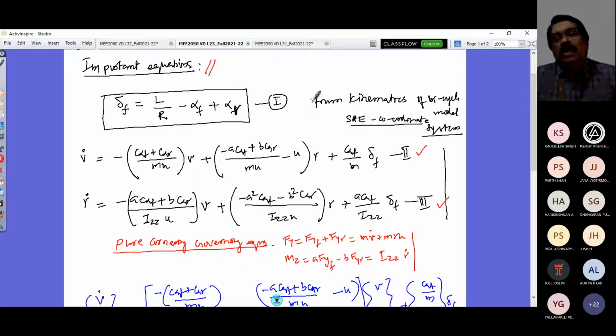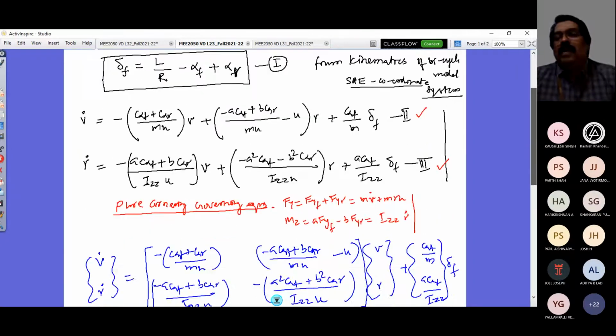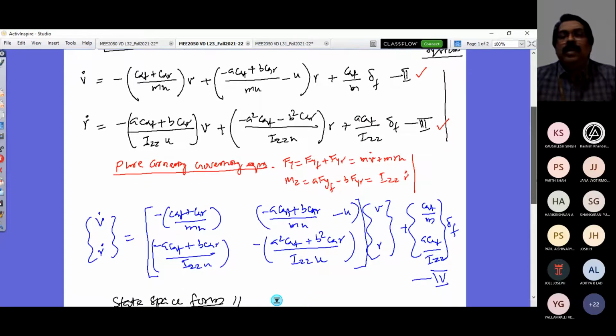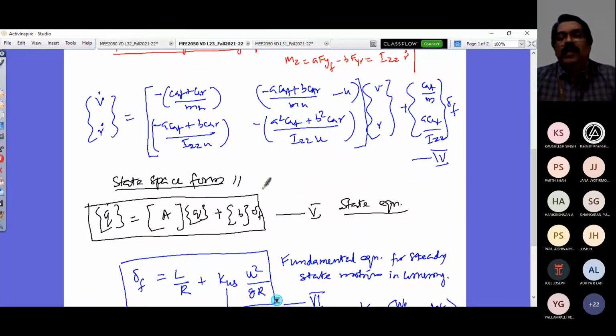The first equation comes from kinematics itself, wherein this is the fundamental governing equation for steady state motion, where it is pure cornering and your speed is constant, and then you have your 2 degree of freedom bicycle model. We had these two and three governing equations, and they are essentially obtained in a state form explicitly from these two equations: Fy is equal to mv dot plus mru, and Mz is equal to Iz r dot, and your FYF and FYR, aFYF and bFYR, all come from your bicycle model free body diagram. And then we were also able to represent equations 2 and 3 in the state space form, and we defined this as a state equation.